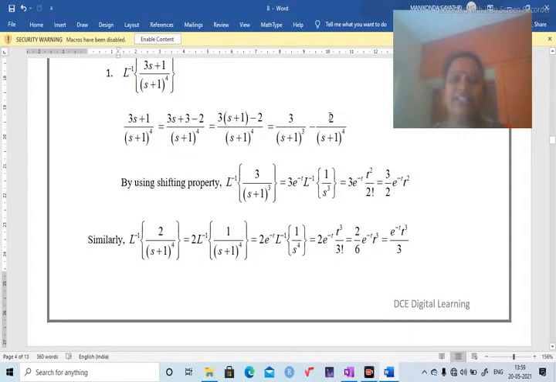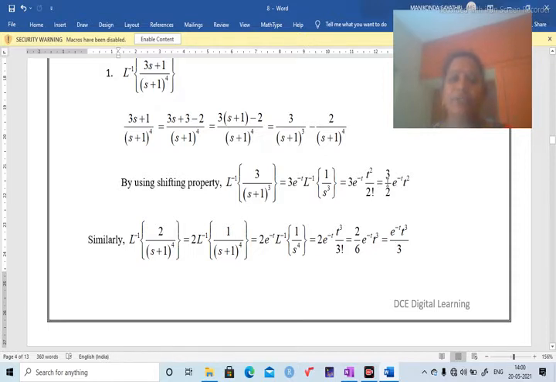Next, L inverse of this one. L inverse of 2 by (s plus 1) whole power 4 means 2 outside, L inverse of 1 by (s plus 1) whole power 4. By using the shifting property, e power minus t, because plus 1 is here, so L inverse of 1 by s power 4, n equal to 3, so t cubed by 3 factorial. On simplification, you are going to get this step.